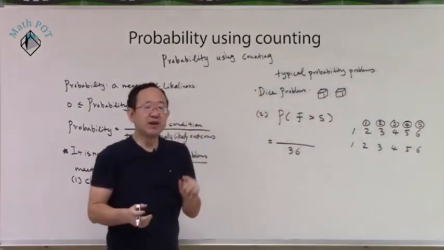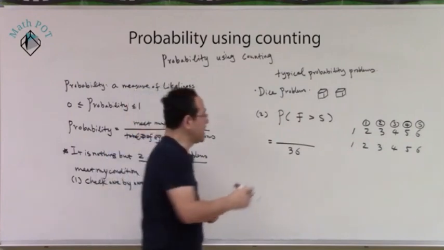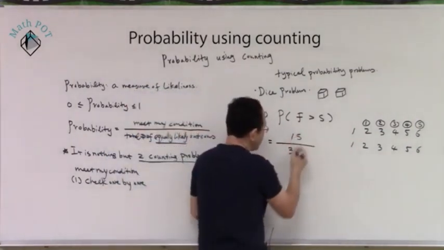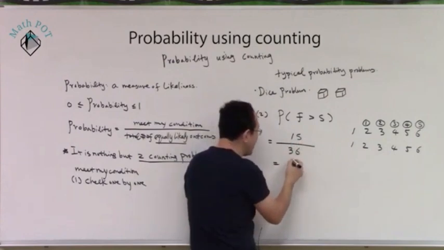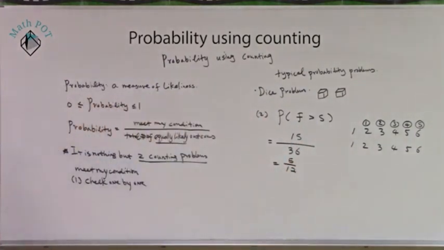Of course, the minimum condition is 1 plus 2 plus 3 plus 4 plus 5, that gives us a total of 15. So simplify, divided by 36, that gives us 5 over 12. So that is also one way to solve this one. You need to understand another way to solve this one, to figure the minimum condition.